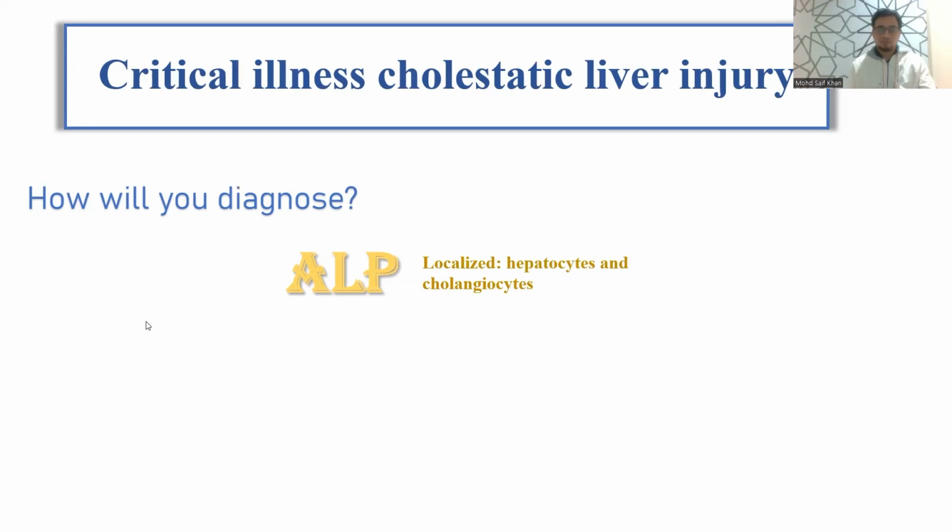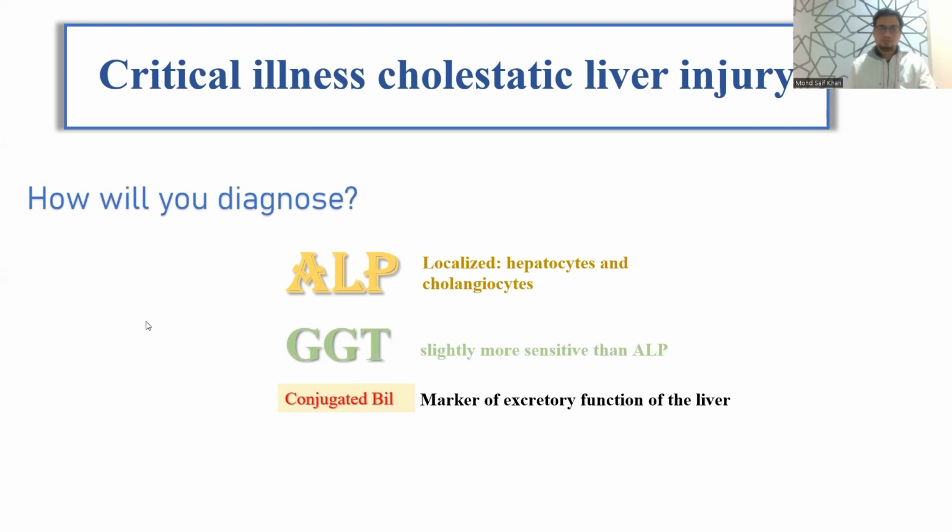biliary obstruction. Then you can have a GGT, that is gamma glutamyl transpeptidase. Its levels are reported to be increased by up to 12 folds in obstructive liver disease compared to ALP. So GGT is more sensitive than ALP for cholestasis. Conjugated bilirubin is also raised, and its elevation indicates that enzymatic function is intact, but there is a failure of excretory function of the liver. So that is a marker of the excretory capacity of the liver.